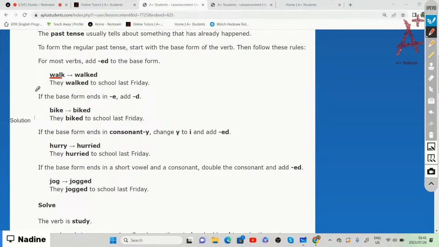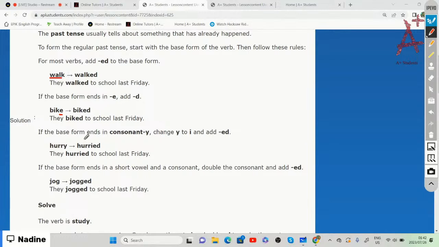And as you can see, the word bike ends with an E. So which means that if it ends with an E, we don't add ED, we only add the D. So we only add the D.